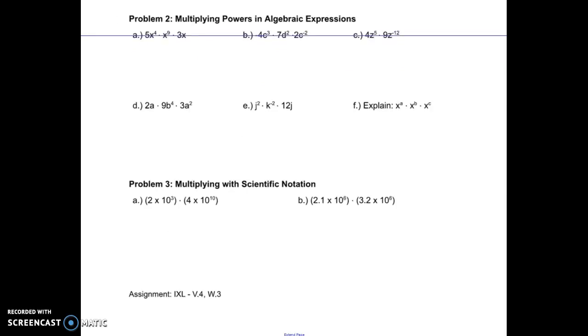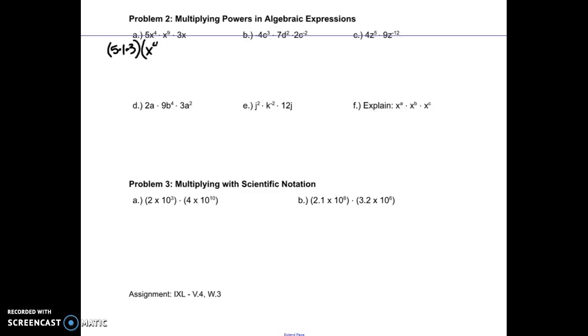Problem 2. It says multiplying powers in algebraic expressions. That means we're going to add some variables in there. The first thing, all we're doing is multiplying our coefficients first. So we have a 5, a 1, and a 3. Remember there's an invisible 1. So that's 5 times 1 times 3. And then we're going to multiply the variables.